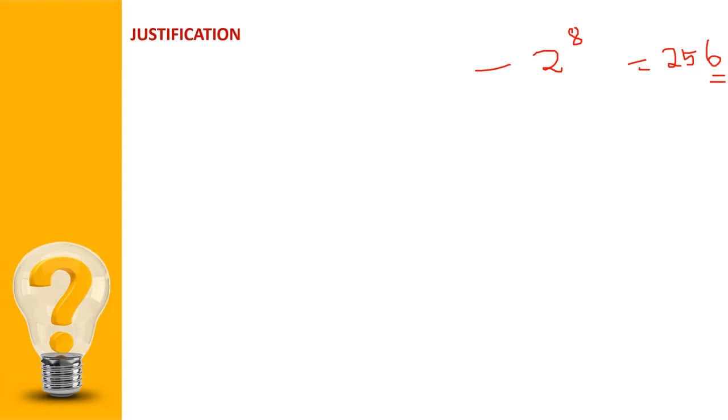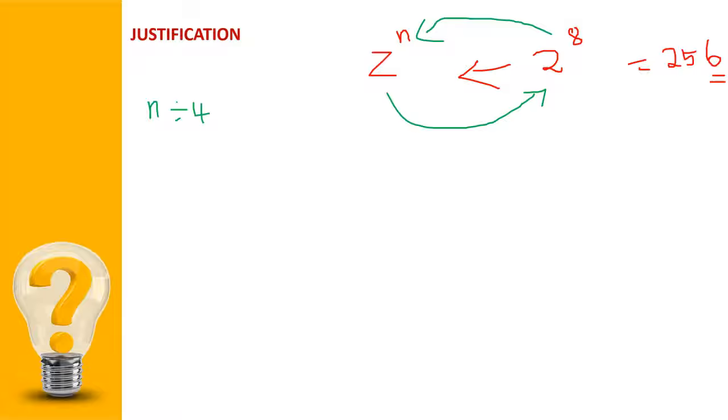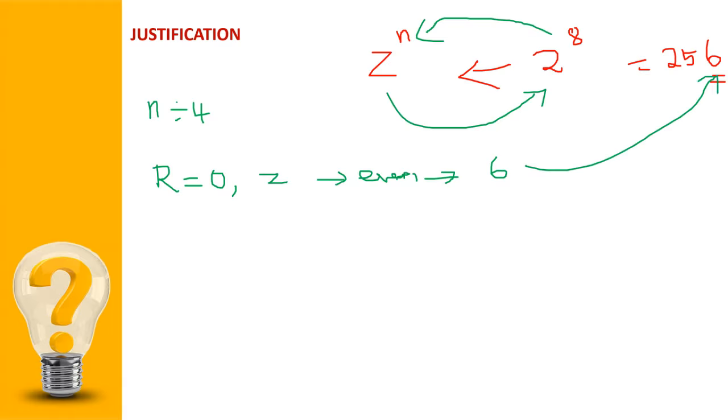Let's try solving this using the strategy. I'm just going to consider z power n where z is 2 and the value of n is 8. The first step that we have to do is divide n by 4. So 8 divided by 4, your remainder will be 0. So if your remainder is 0, then you'll have to look at whether z is odd or even. Of course z is even. So if z is even, it has to be 6. As the table says, the unit digit has to be 6, which we have calculated and proved.